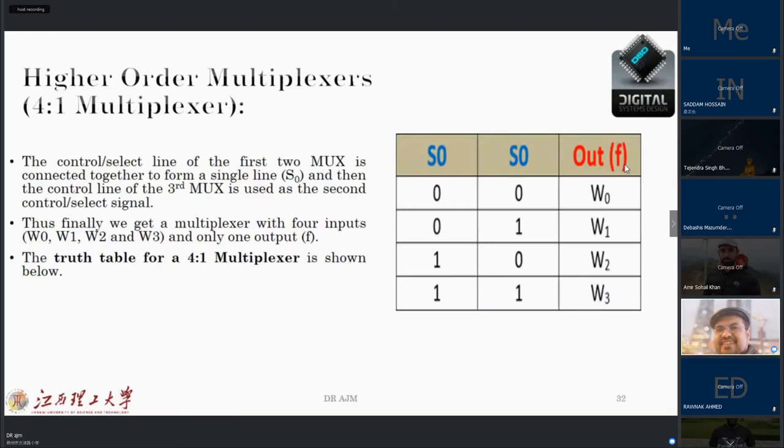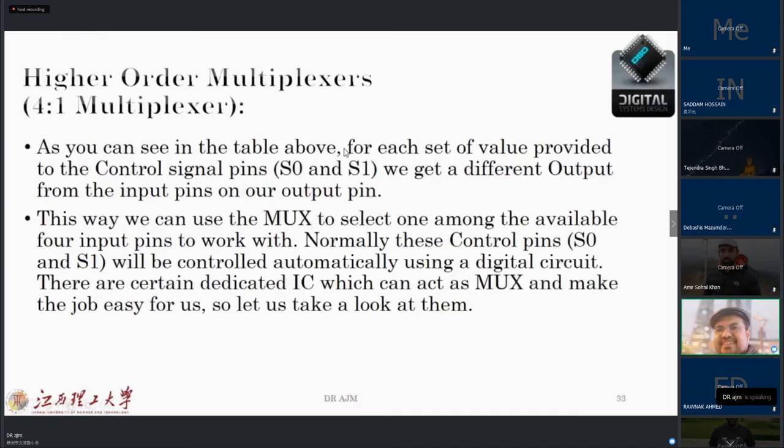As you can see, in this table, each setup value provides the control signal or switch signal, and we get a different output from the input pin on our output pin. This way, we can use the mux or multiplexer to select one among the available four input pins to work with. And normally, these control pins S0 and S1 will be controlled automatically using a digital circuit.